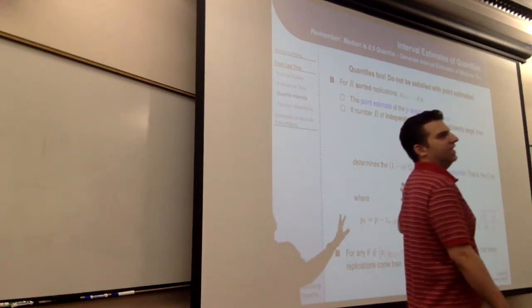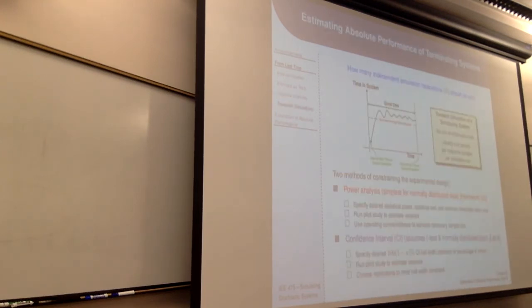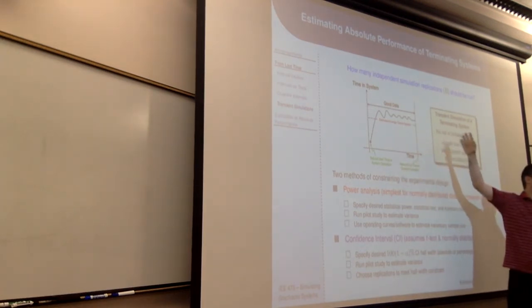I did an example of this on the last one, if you need to see this sort of written out with numbers, how to do an interval estimate for quantiles. All right, and then the other thing that we introduced last time was then applying our confidence intervals to this, which you did in Lab 9 as well, is these terminating systems with transient simulations.